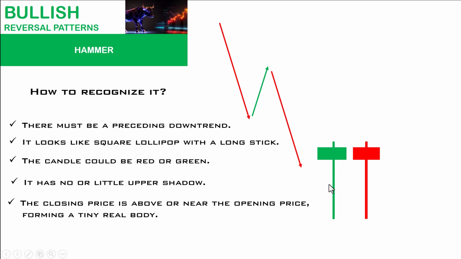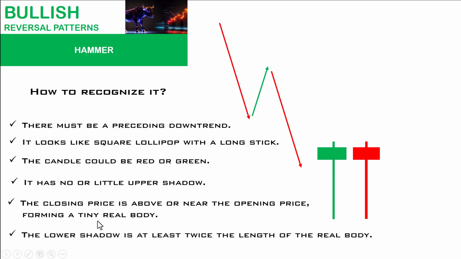And you must know, this is a tiny real body, and the lower shadow is at least twice the length of the real body. If you measure from here to here, and from here to here, the lower shadow must be multiplied by 2. That means if the body is 4 pips, then from the base of the real body to the low of the candle has to be 8 or more. The longer, the stronger the signal. If the lower shadow is very long, the signal is very strong. But the wick to body ratio has to be 2.